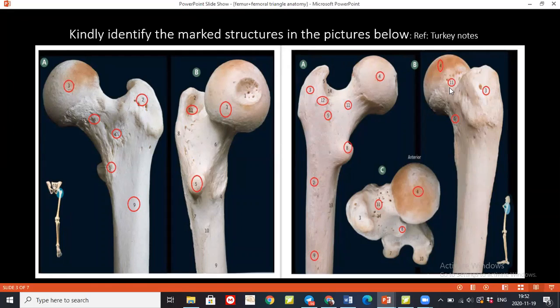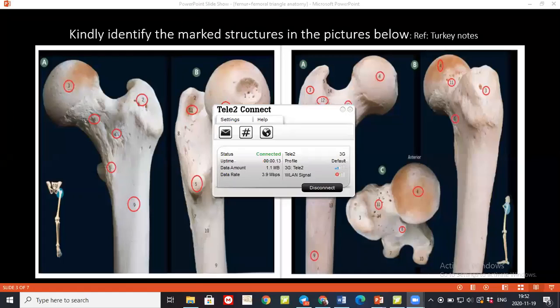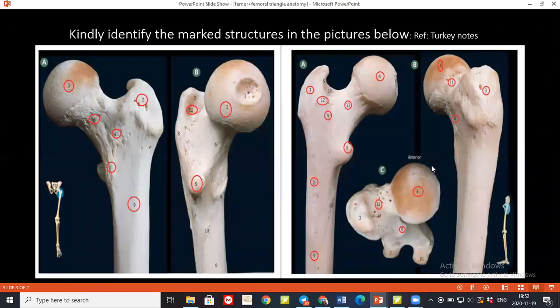4 and then 11. No, you are not audible. Sorry, 4 and 11, 6 and 3. Yes, please. Can you hear me now? Hello. Yeah, you are audible, ma'am. Sorry, not audible. I got disconnected. All right. Yes, 4, ma'am. 11, 6 and 3, please.